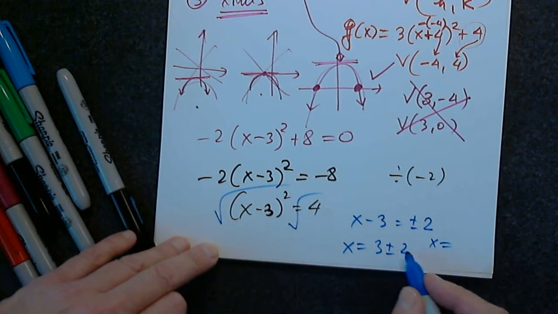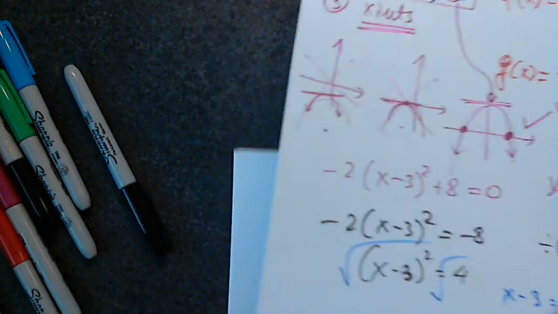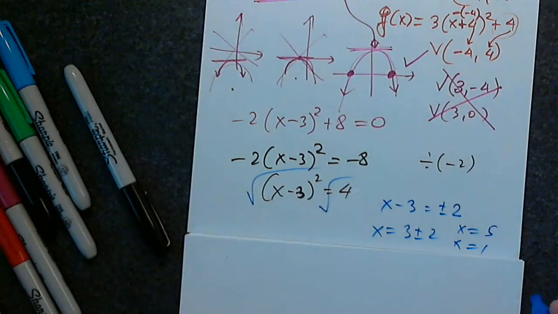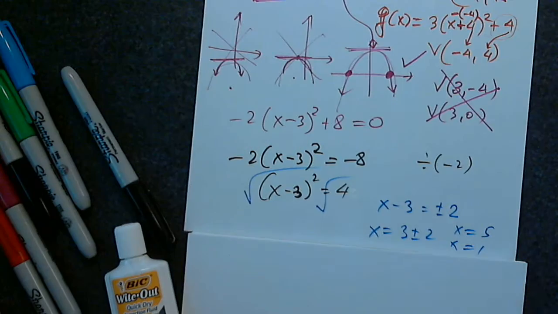And we get x equals 5 and x equals 1. So we determined two x-intercepts, as we expected, distinct x-intercepts. This is not distinct. There are two, but only one, basically.